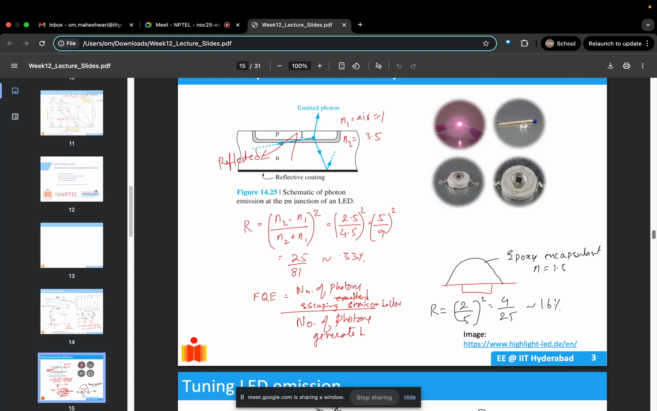So you generated photons, but some get refracted. So how many are actually emitted? That is the number of photons escaping the semiconductor divided by total number of photons generated.